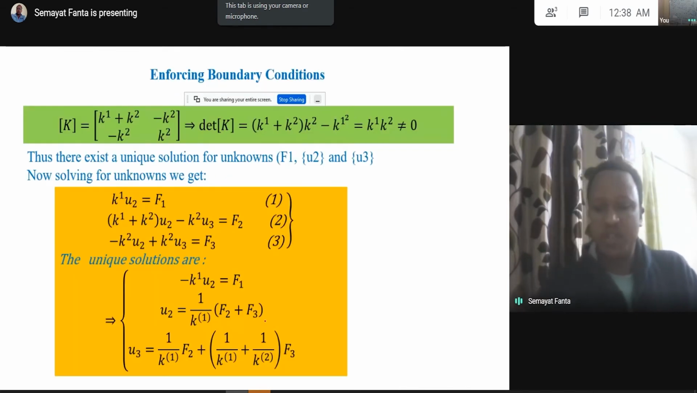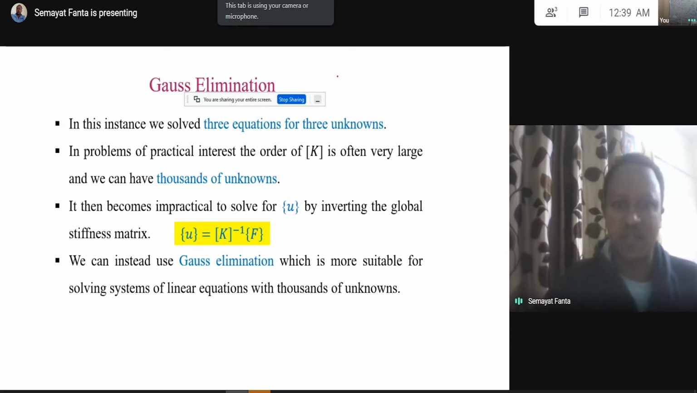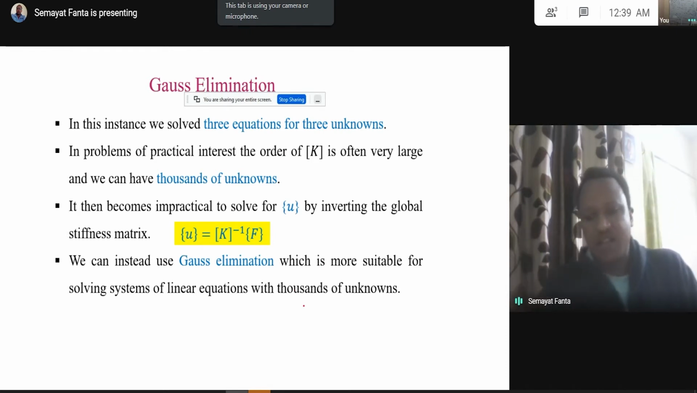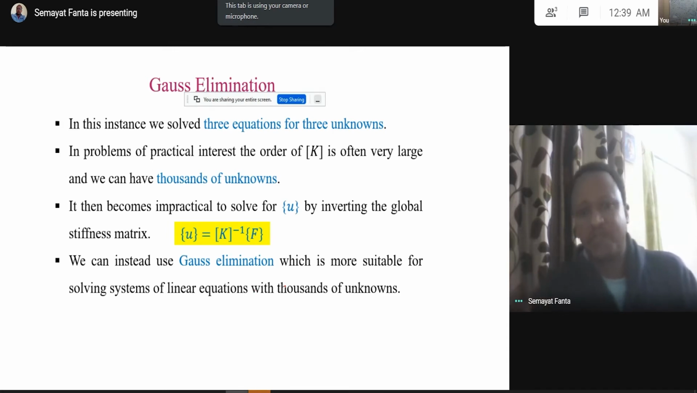Most of the time we use a matrix elimination method to find the solution in a simple way. That is known as the Gauss-Jordan elimination method. So how can we apply the Gauss-Jordan elimination method? In order to get the K inverse, we must use the Gauss elimination technique.